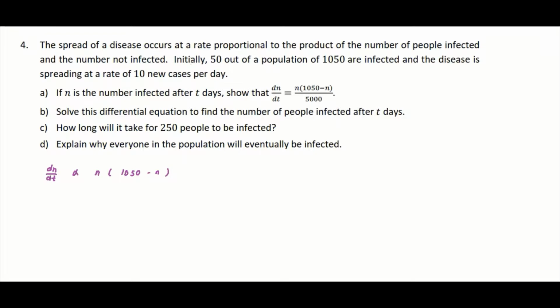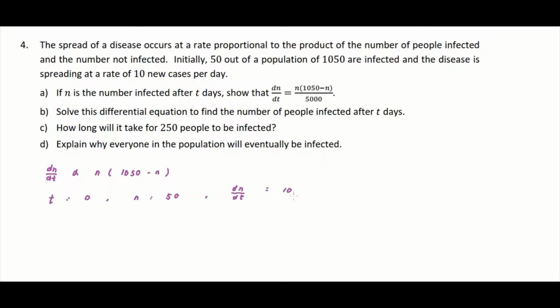Then the second one, initially. When we see the word initially, you should know it refers to t equals 0. Initially, 50 out of a population of 1,050 are infected. So when t equals 0, there are 50 people infected. So t equals 0, N equals 50. And the disease is spreading at a rate of 10 new cases per day.